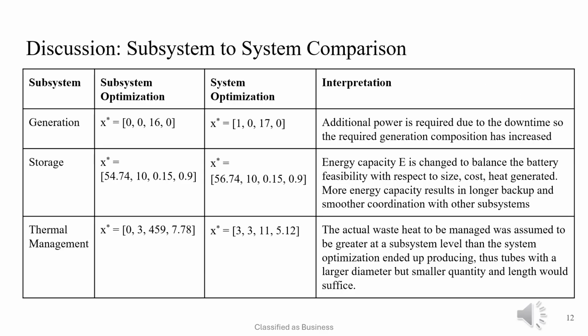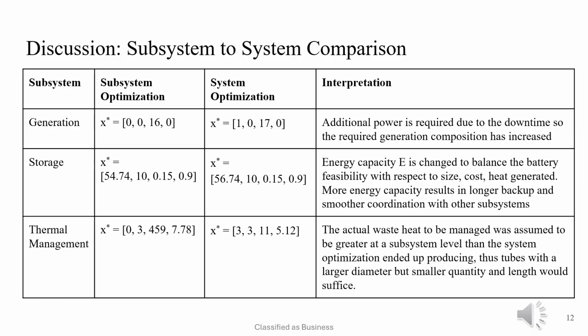Here, we compare the optimization results at an individual subsystem and at a system level. It is evident from columns 2 and 3 that the optimized results at subsystem level are not quite similar to the results optimized at system level, because once these subsystems are coupled, each must respond according to the requirements of the others. For generation at system level, the required mix of different generation changes. In this case, additional capacity is needed in coordination with the storage subsystem.